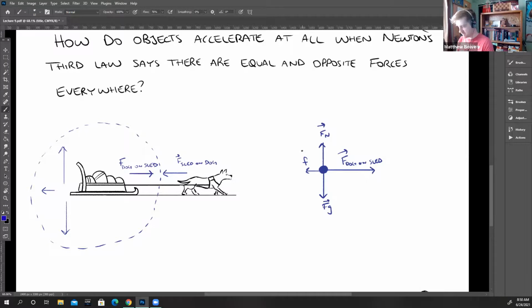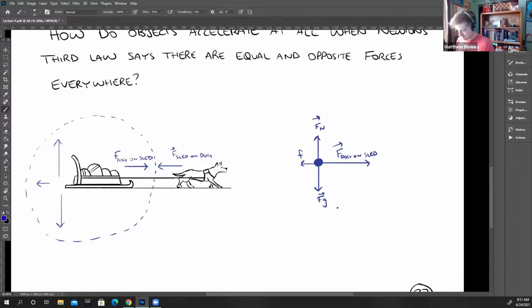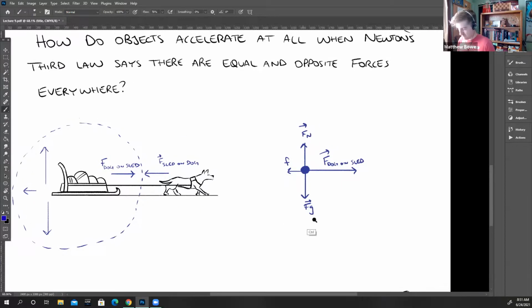We specifically look at that object only. If this was a similar picture of me pushing a fridge, the free body diagram would only picture the forces acting on the fridge. It wouldn't encompass everything in the picture. So it leaves out that whole other half.